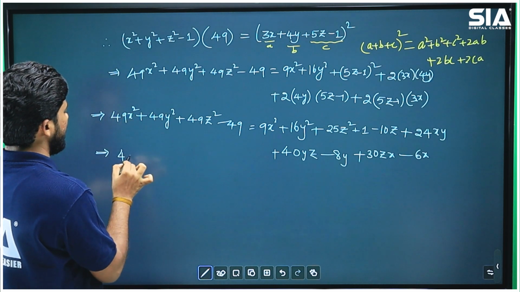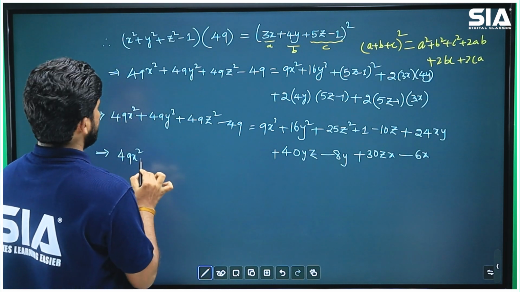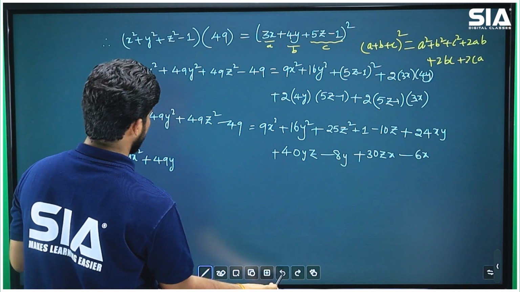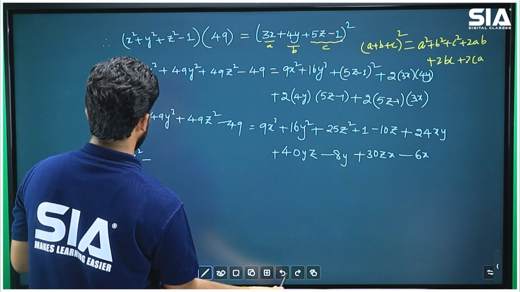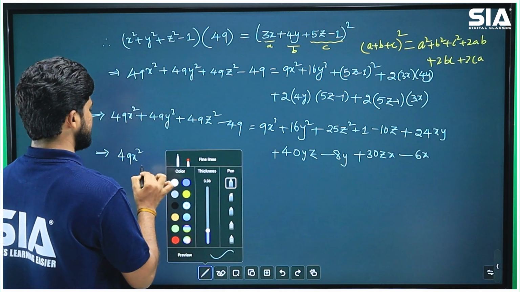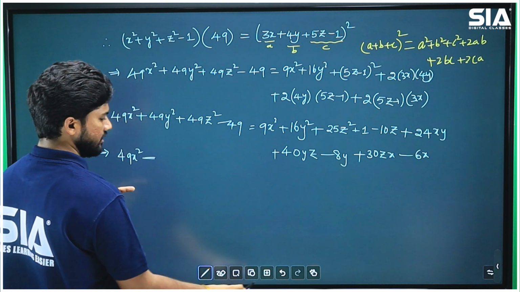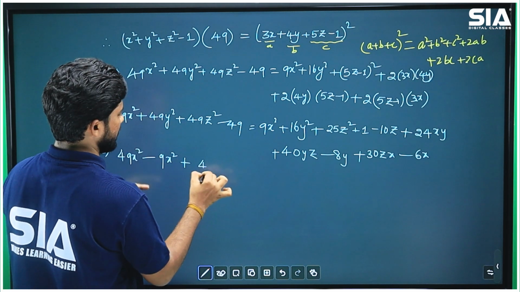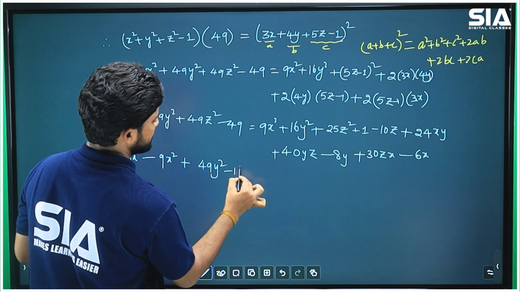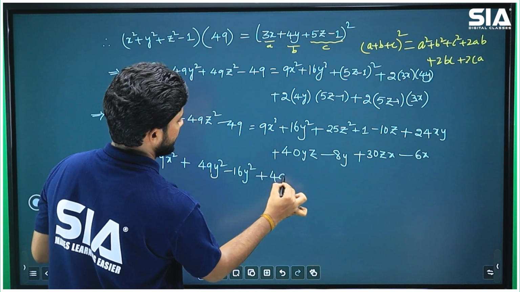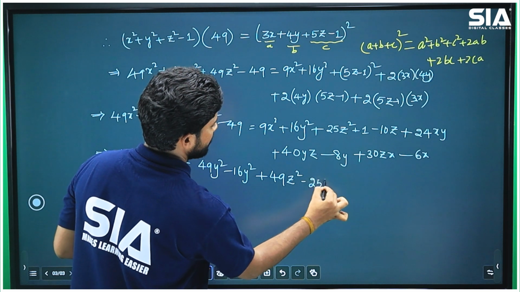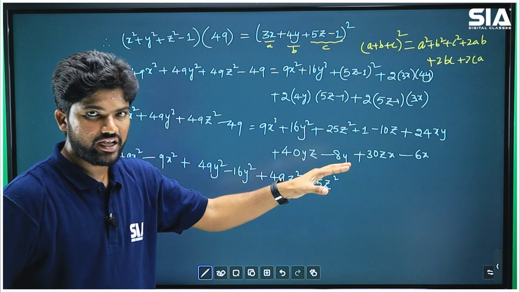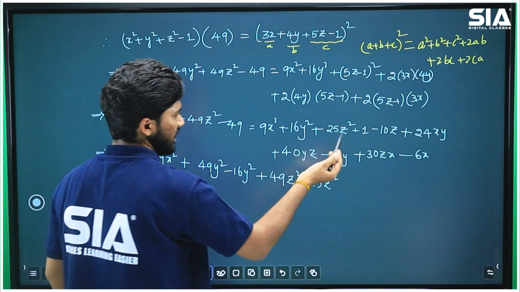Then 49x square plus 49y square. See, all terms I will write at one place. Then you will get the clarity. See, minus. First of all, after 49x square, I am writing minus 9x square, next to 49y square, next to minus 16y square, plus next to 49z square minus 25z square. After squares write xy, yz, zx values if any values are there.